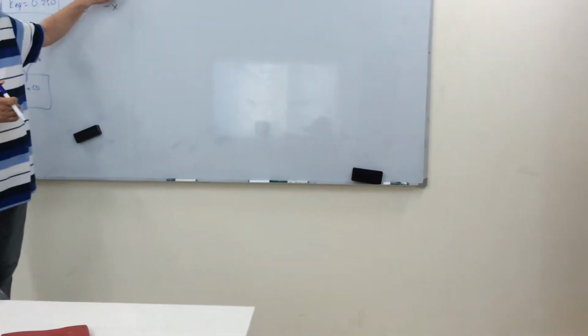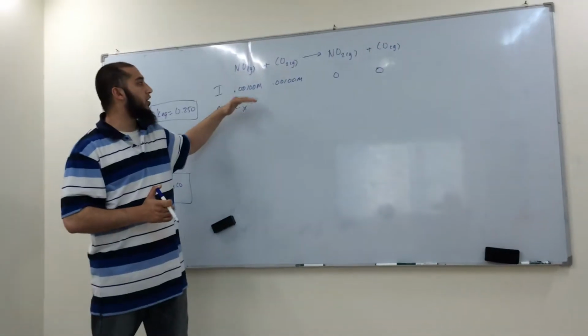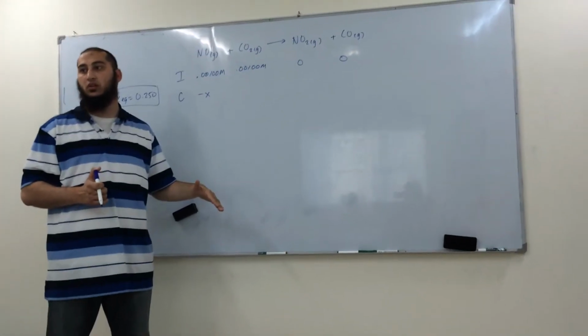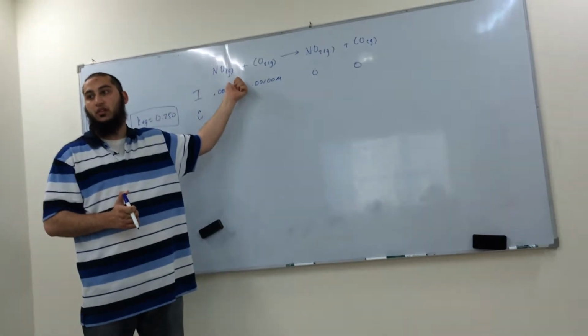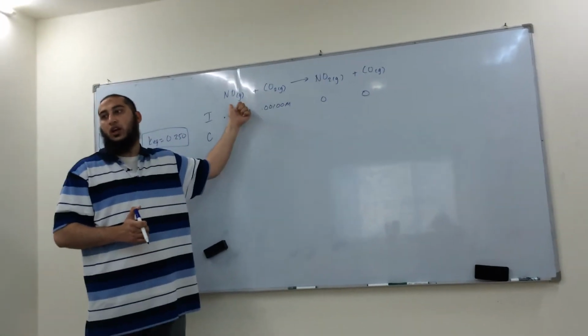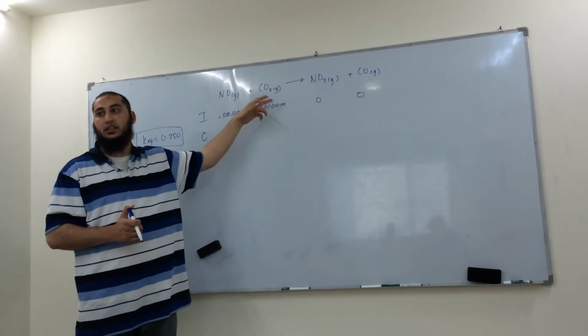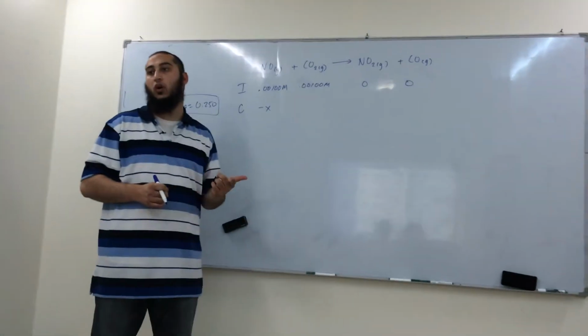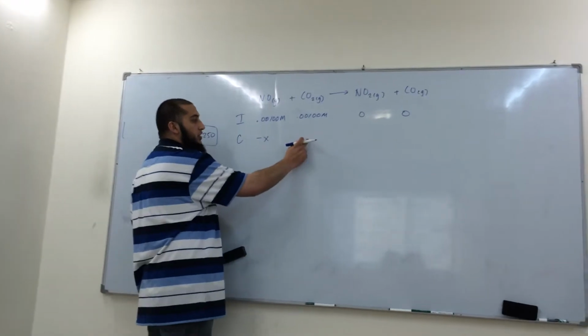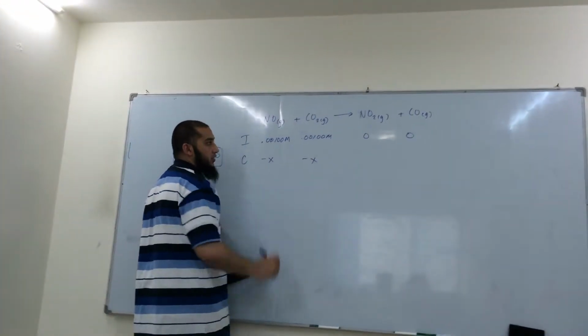So for every NO, anytime you lose an NO, don't you lose exactly one CO2? Why? Because they're reacting with each other. Who's this NO reacting with? CO2. So can a reaction occur without them bonding together? So for every NO2 that you lose, how many COs do you lose? 1. So if this is minus X, then what is this? Minus X. You guys following?